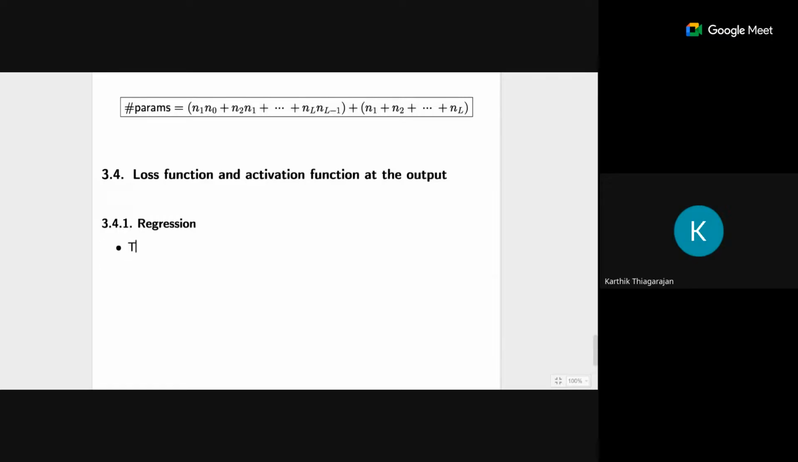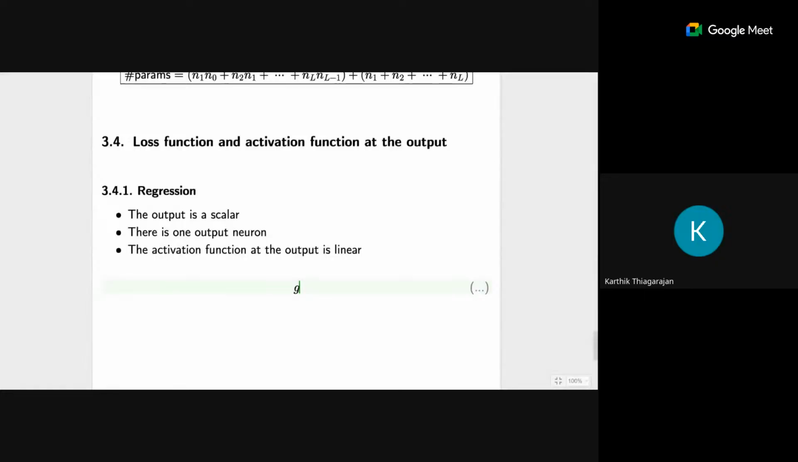as we already mentioned, the output is a scalar, right? Therefore, there is one output neuron. The activation function at the output is called, we call it linear, but what exactly is linear here? It's just the identity, right? Somehow we end up calling it linear, but a better term would be identity. It takes the input and does nothing to the input.